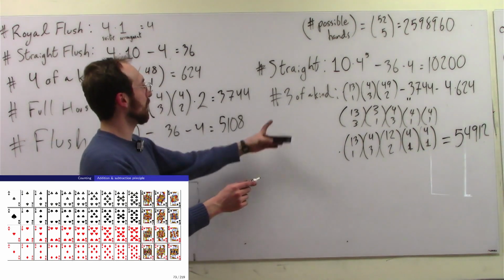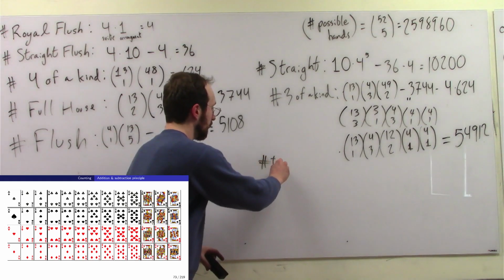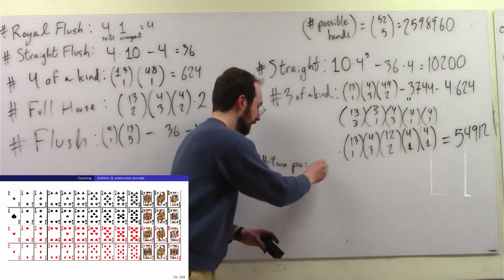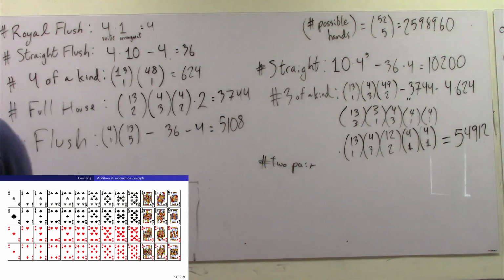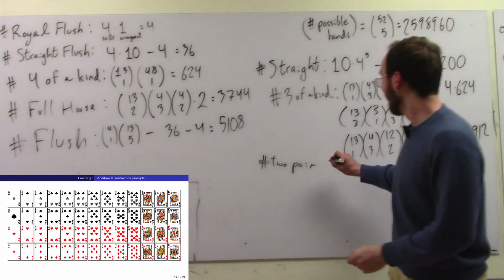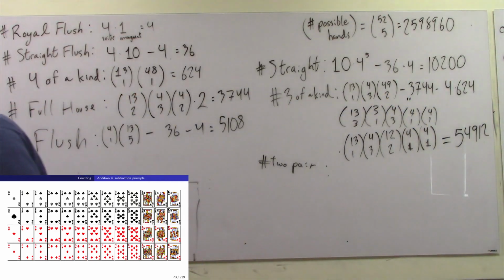Okay. So now we got 3 of a kind. Next is 2 pair. We're really close. We're not going to do high card, but it's an easy subtraction principle. No, this is my show. No, you've done it. No, I'm just kidding. I'm teasing. I'm sorry.